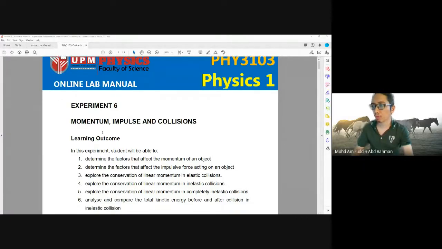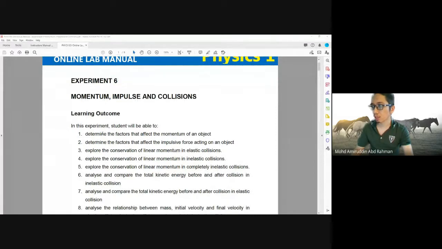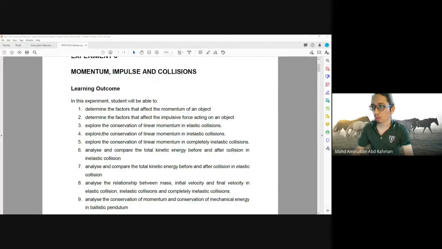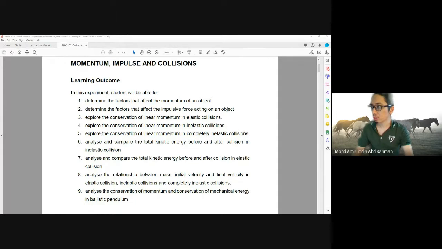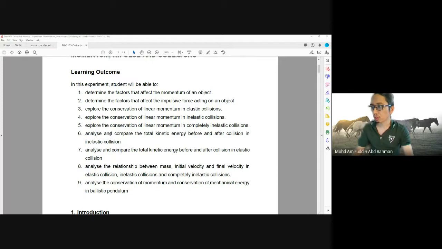Experiment. So you have a couple of learning outcomes. Basically, you're going to look into the factors that affect the momentum and impulse force acting on the object. And you're going to explore the conservation of linear momentum in three ways. First, in inelastic and completely inelastic collisions. Next, you're going to look at the kinetic energy before and after collision, in two conditions, which are inelastic collision and elastic collision. And lastly, we're going to look into the relationship between mass, initial velocity, final velocity, and the conservation of momentum and conservation of mechanical energy in those collisions and also in the pendulum as well.